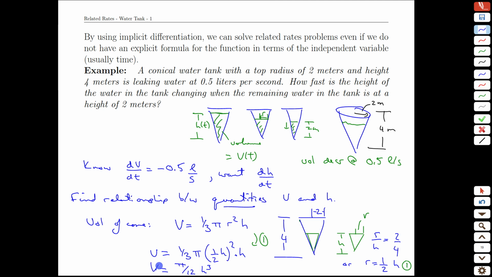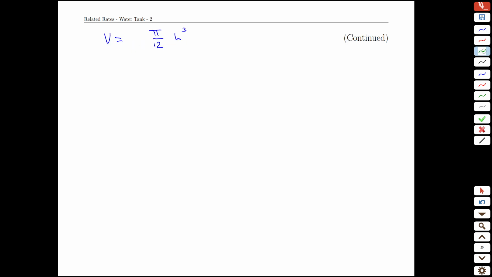Perfect. So now the volume of water that we have in the tank is always going to be given by this function here. This is a relationship that is always true, and it's a relationship between the quantities V and h. Remember what we want though, we want the relationship between their rates, so this will be our starting point to introduce the calculus. So here's our relationship again.